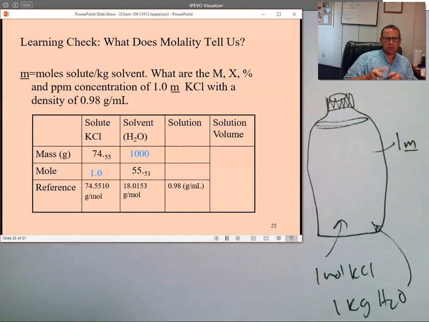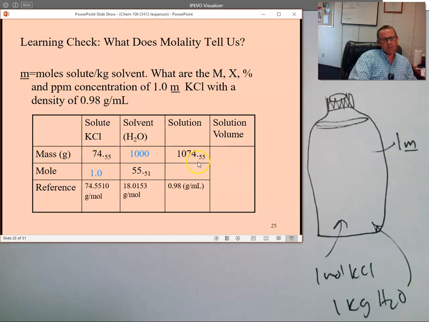We're just told that we have 1 mole of KCl and 1 kilogram of water. So maybe we should identify the total mass of the solution, and then we can use the density to get the total volume of the solution. What's the total mass of solution, Aisha? Just the sum of the two masses. That's right, the mass of the solute plus the mass of the solvent.